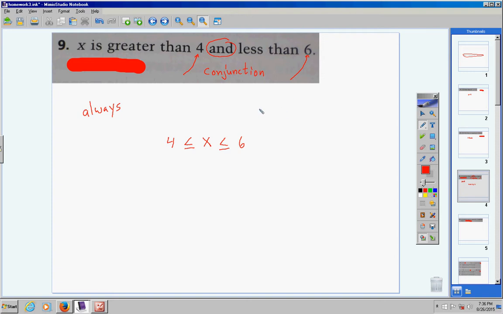So let's go over this again. As soon as you saw the word and, you knew you had a conjunction. Okay? So you put your smaller number to the left, your larger number to the right, your X in the middle, then always point your arrows to the left, and that's it. Pretty simple, okay? Okay, moving on to number 10.